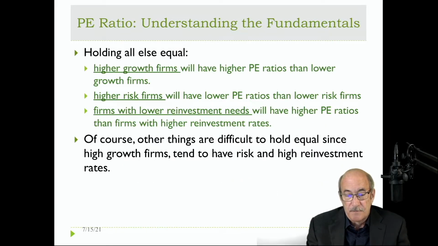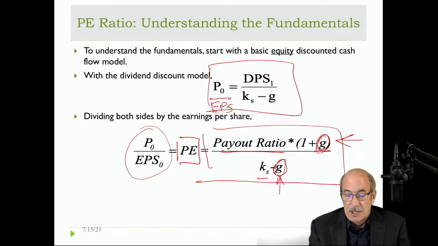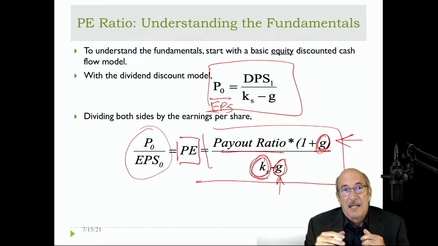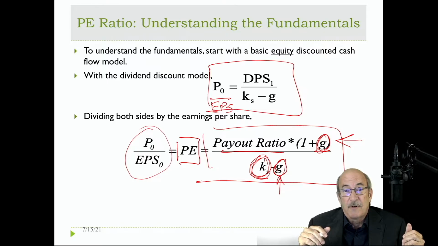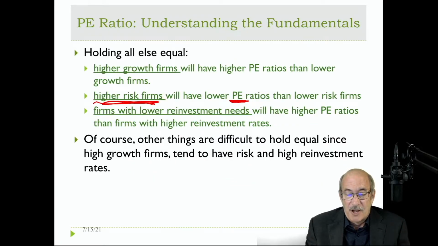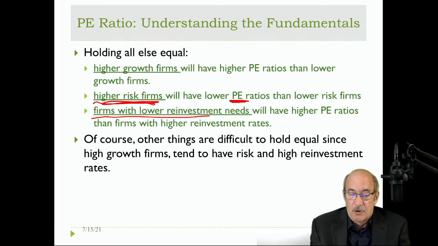Higher risk firms will have lower PE ratios. Again, let's look at the k here. As we increase k, that makes the denominator bigger, which drives PE down. So those value firms that we might be finding, maybe they're just high-risk firms disguised as value firms. And then finally, firms with low or lower reinvestment needs will have higher PE ratios.